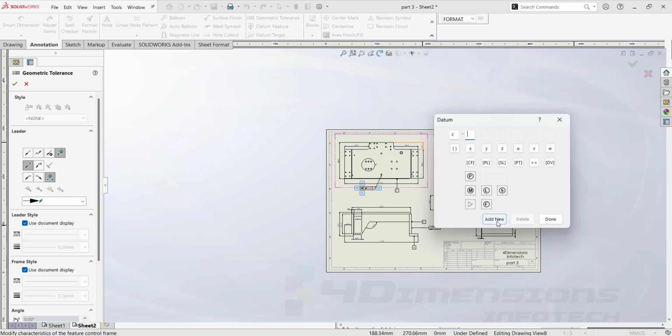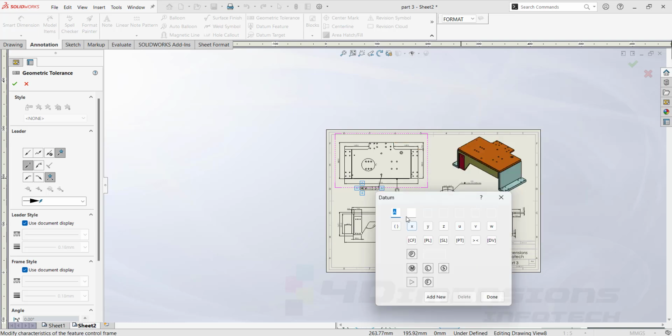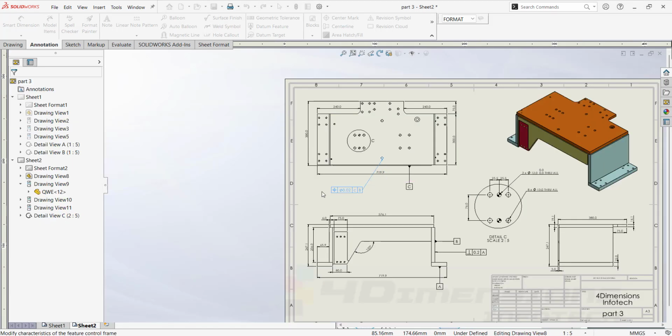So to add the other one, I need to click on this add new symbol and here you can say the other datum as B. It should come in capital always, and then if you need it, you can add modifiers also here. I'll say done. So in this way you can apply the GD&T symbols.